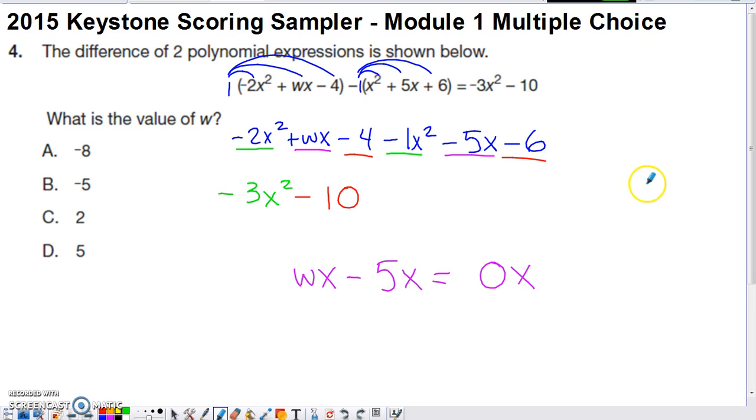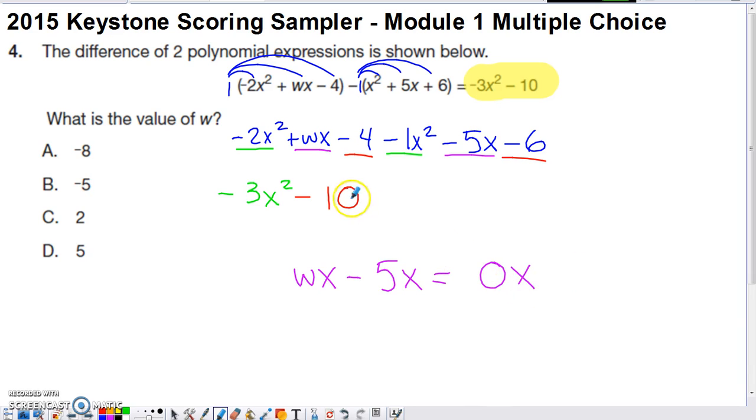What normally happens when you're subtracting polynomials like we're doing right now is you have some like terms you can combine. So I noticed that this term here and this term here, the terms I've underlined in green, the x squared terms, -2 minus 1 gets me to -3 of those x squared terms. The terms in red, -4 minus 6 more gives me -10. Check out what the answer we're supposed to get is. The answer we're supposed to get is -3x squared plus 10.